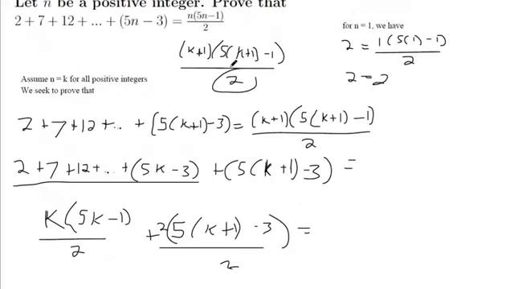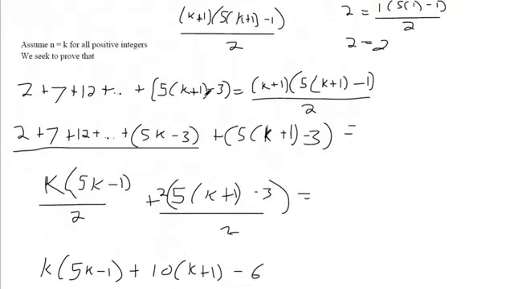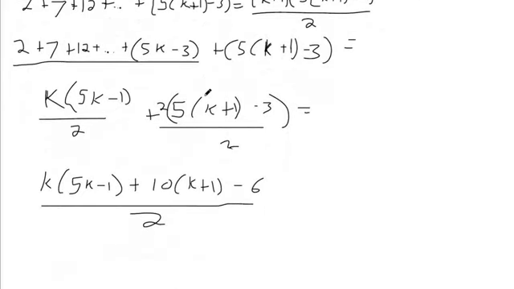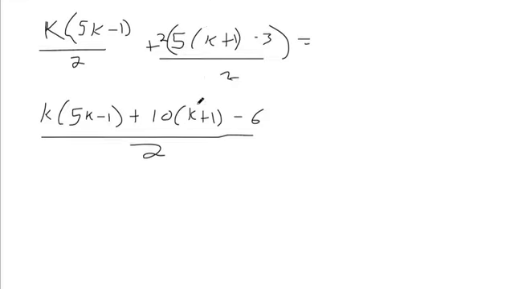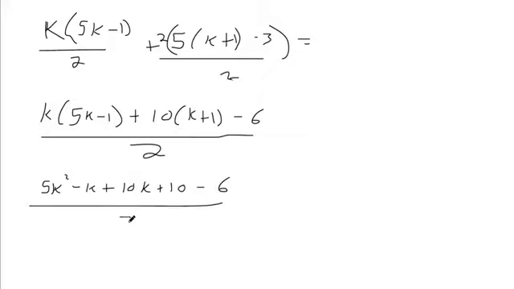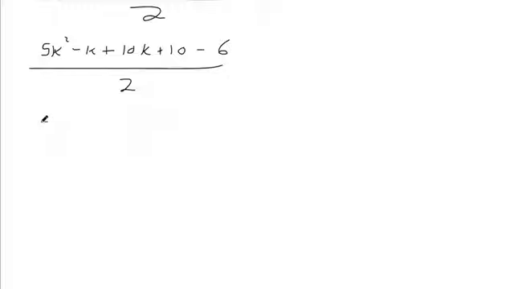So we're getting close to our goal. We got it all over 2 like we want, but we have to rearrange and show that our numerator is equal to this up here. Let's see how we can do that. I guess we got to distribute everything here. We'll combine like terms after. So if you distribute the k here, that's 5k squared minus k plus 10k plus 10 minus 6. And then combining like terms.